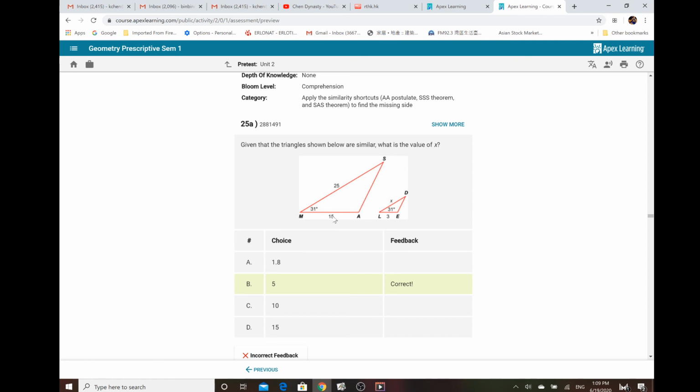So it's all about the proportionality. Another way that I can set up the equation would be this way. Okay, let me just put it right here.